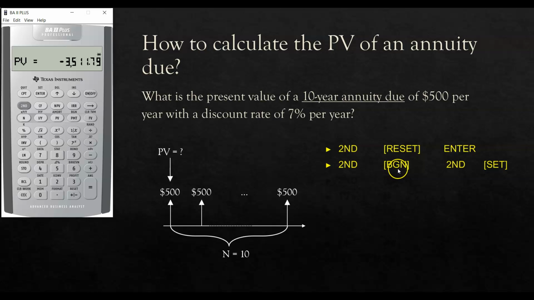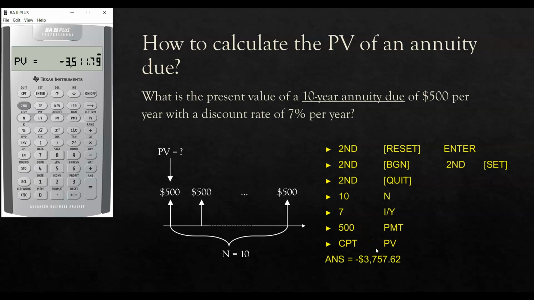BGN actually stands for beginning. Second, and set. That's going to allow you to switch from the end mode to the beginning mode. And then you want to quit to go back to your calculation, and then you can go ahead and run your calculation. So you have 10 for N, 7 for I/Y, 500 for PMT, then you can go ahead and calculate the present value.